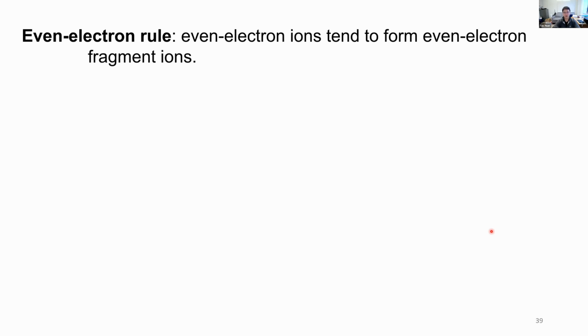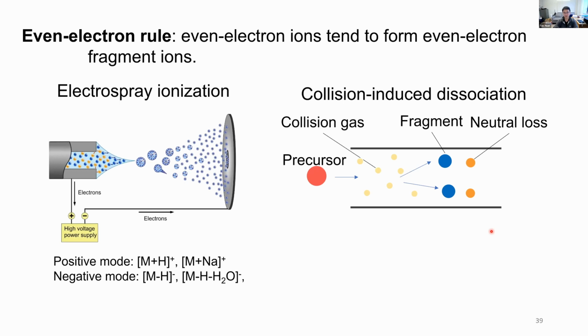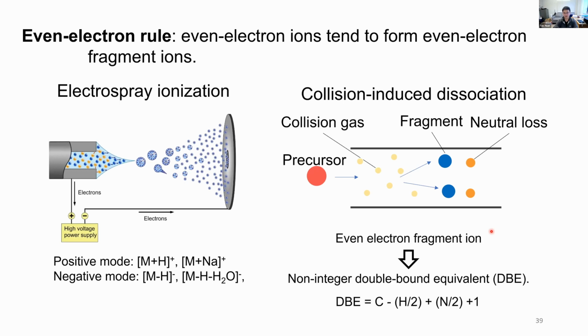Then the fragmentation usually happens in collision-induced dissociation, which is low energy. So we believe even electron precursor ions usually generate even electron fragment ions. And the even electron rule is heavily used to remove predicted ions that do not follow it. But is the even electron rule really applicable to most cases, and how correct is it? So we did a study using the NIST 20 spectral library.